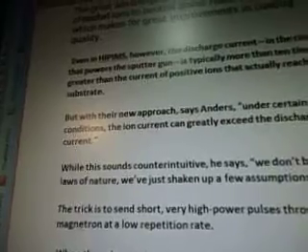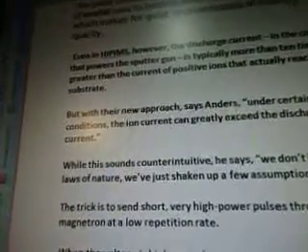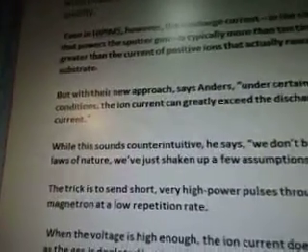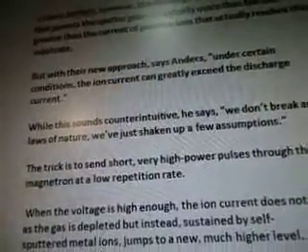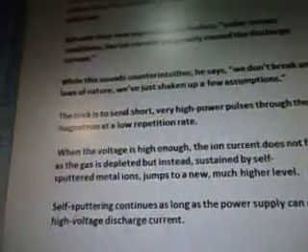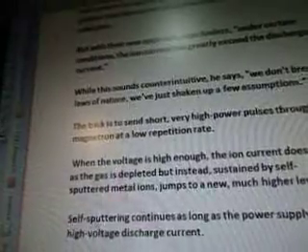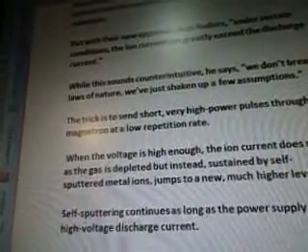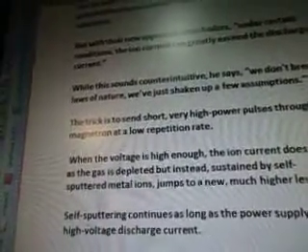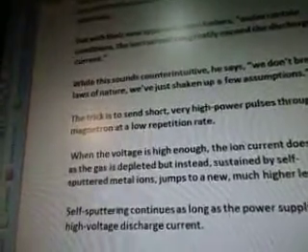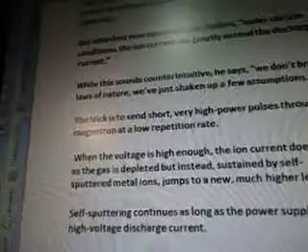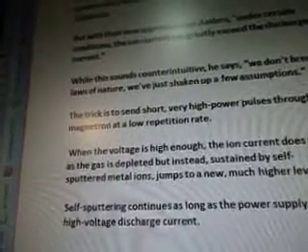But with their new approach, says Anders, under certain conditions the ion current can greatly exceed the discharge current. While this sounds counterintuitive, he says, we don't break any laws of nature, we just shake up a few assumptions. The trick is to send short, very high-powered pulses through the magnetron at a low repetition rate. We came across a laser beam gun in an earlier video, which will be able to do this.